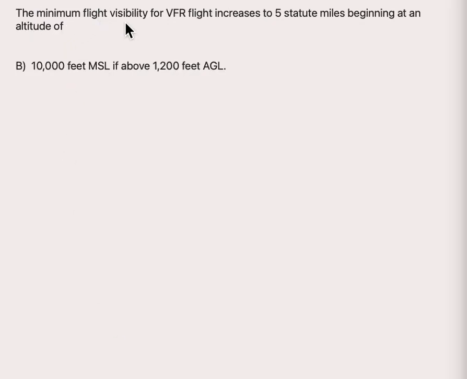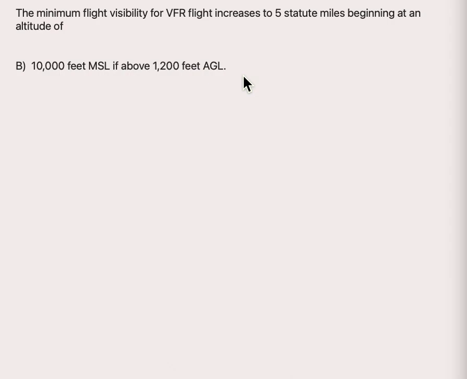The minimum flight visibility for VFR flight increases to 5 statute miles beginning at an altitude of 10,000 feet MSL if above 1,200 feet AGL.